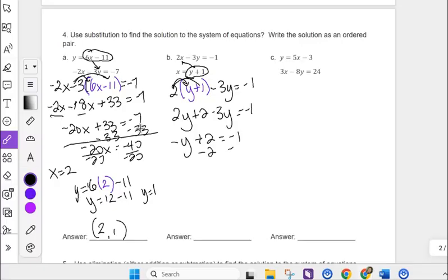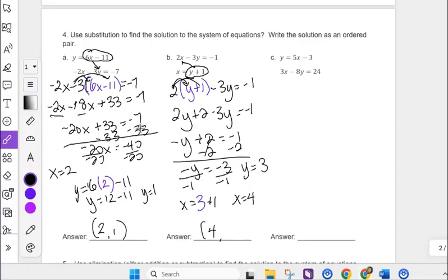So I'm going to subtract 2 from both sides. Negative y equals negative 3. I cannot have a negative variable, so divide by negative 1, y is going to give me 3. Now I'm going to go back up here and plug it into an original equation. X equals 3 plus 1. So x is going to equal 4. So then I put that in ordered pair, 4, 3.